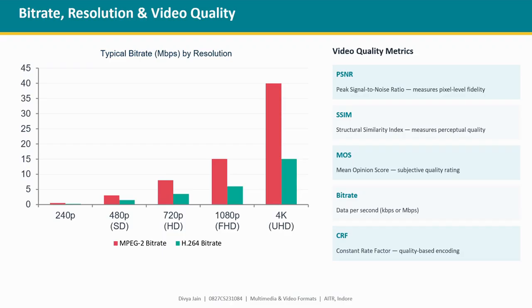Bitrate, resolution, and video quality. Video quality is measured through a few key metrics. PSNR measures pixel level accuracy. SSIM measures perceptual quality, closer to how humans actually see differences. MOS is a subjective score gathered from real viewers. Bitrate is the data per second. Higher means better quality but larger files. CRF, or constant rate factor, targets a consistent quality level rather than a fixed bitrate.